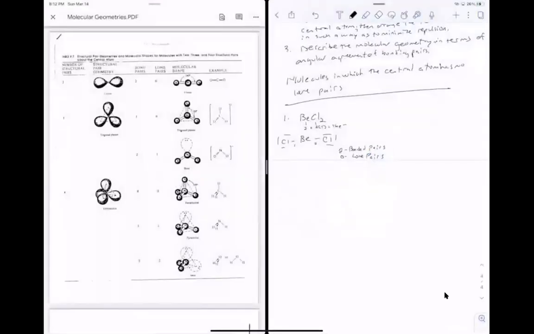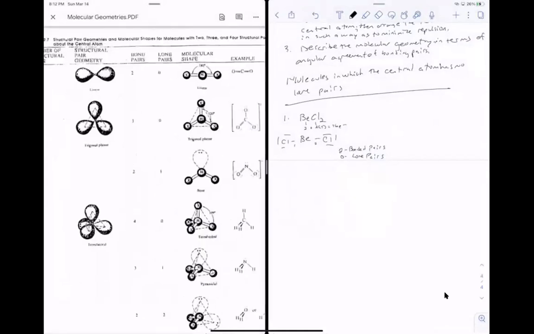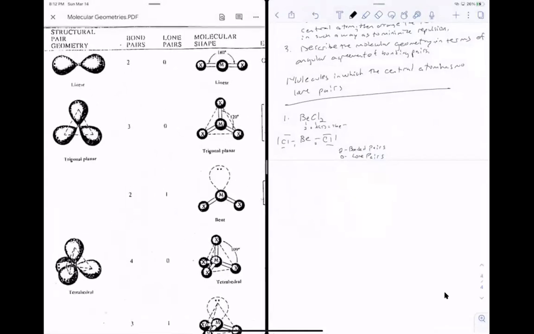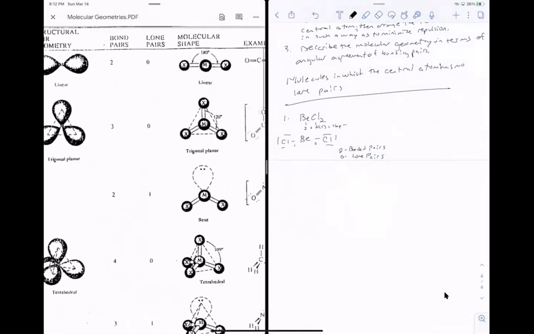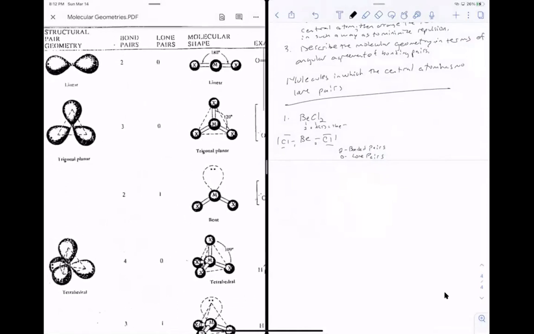Next thing we're going to do is find a way that it can arrange itself in such a way as to be as far apart from each other as possible. And so here we find our handout with this. 2 bonded pairs, no lone pairs. This gives us a shape of something that is linear. So you can see an example there. And so when we draw this, we're going to draw beryllium to chlorine. Bond angle is 180 degrees, and it is considered linear.